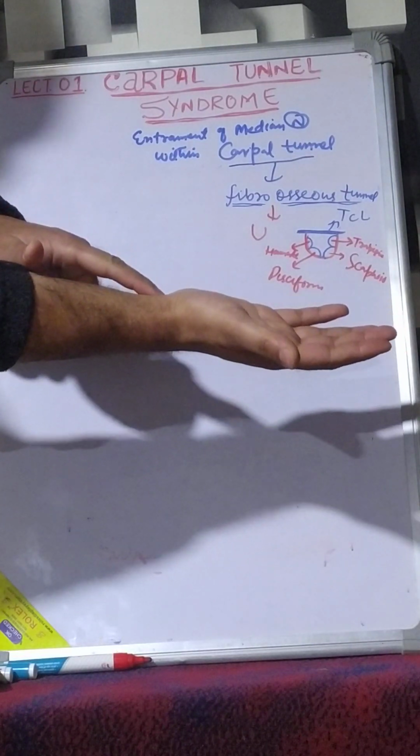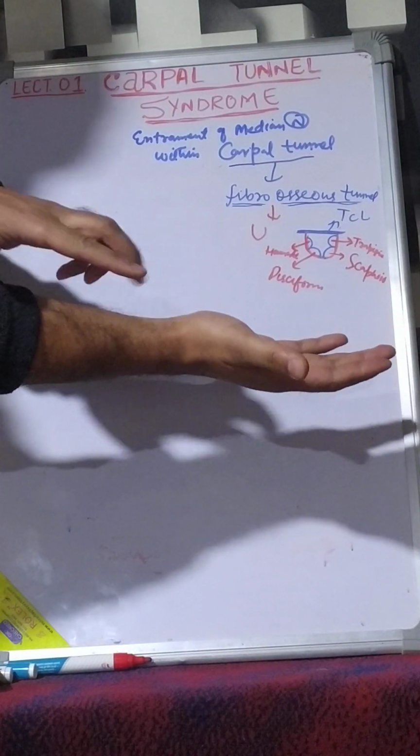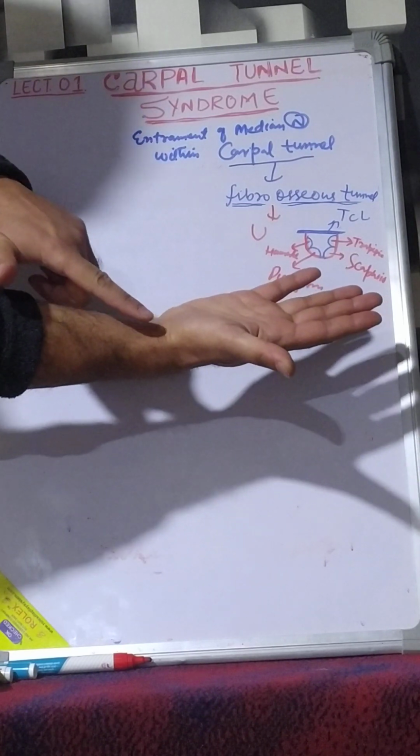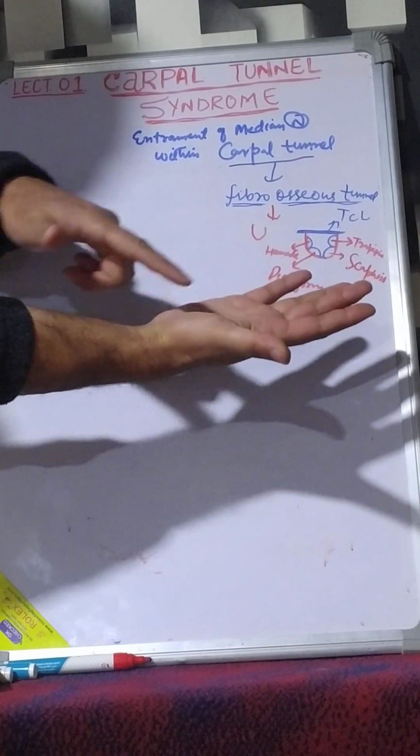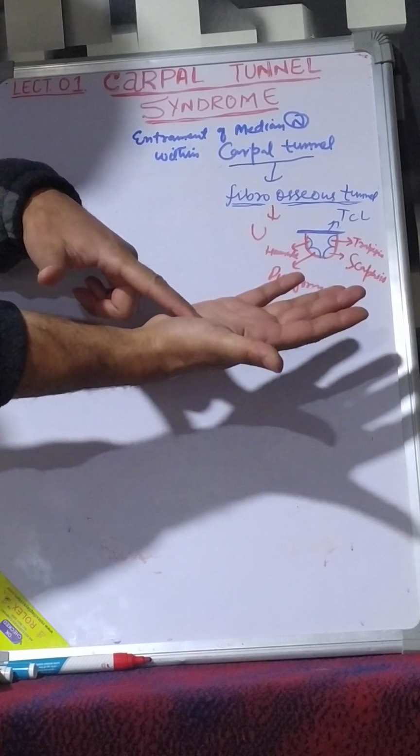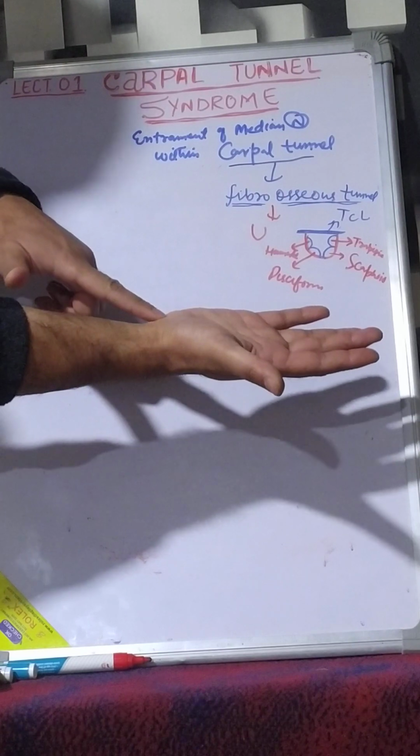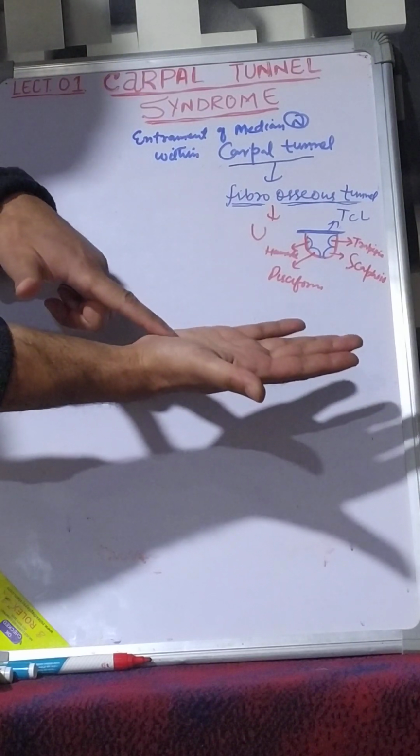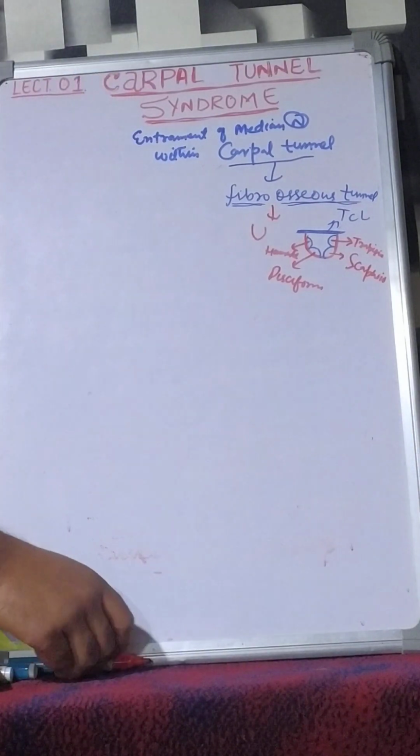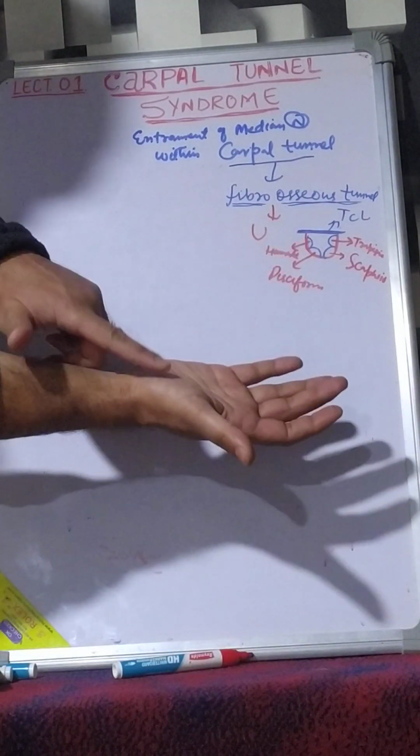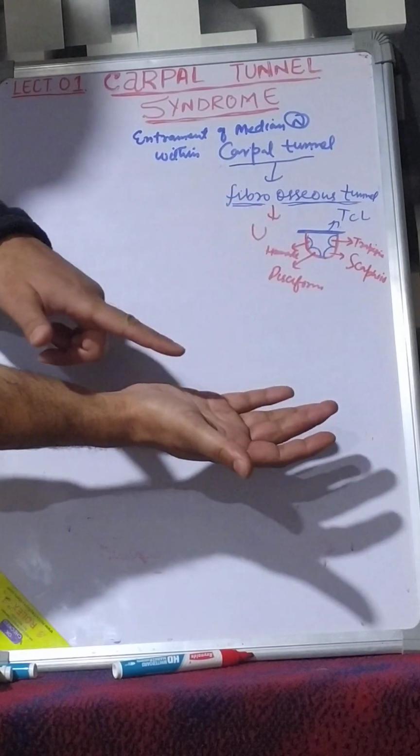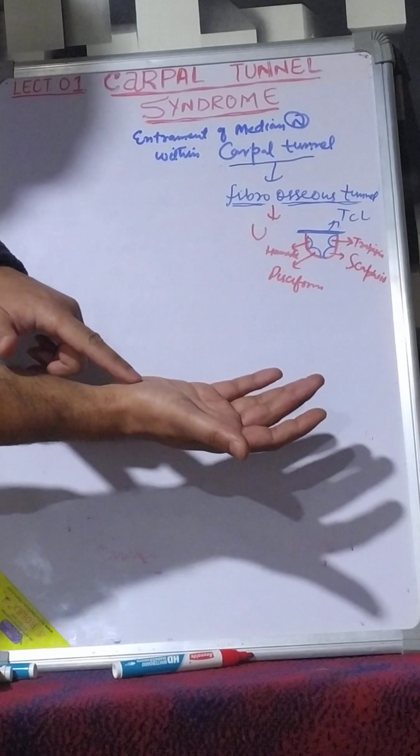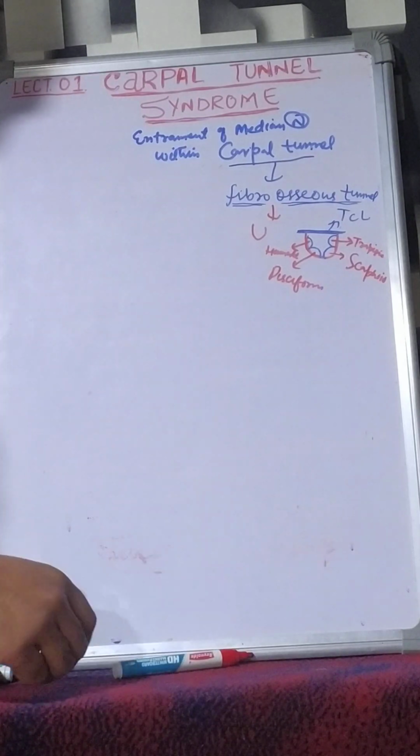If this is the wrist, from the lateral side there are scaphoid and trapezium. On the medial side there is pisiform, and distal to it there is hamate, and this roof. Actually, this transverse carpal ligament bridges the anterior concavity of the carpal tunnel, and it forms its roof.